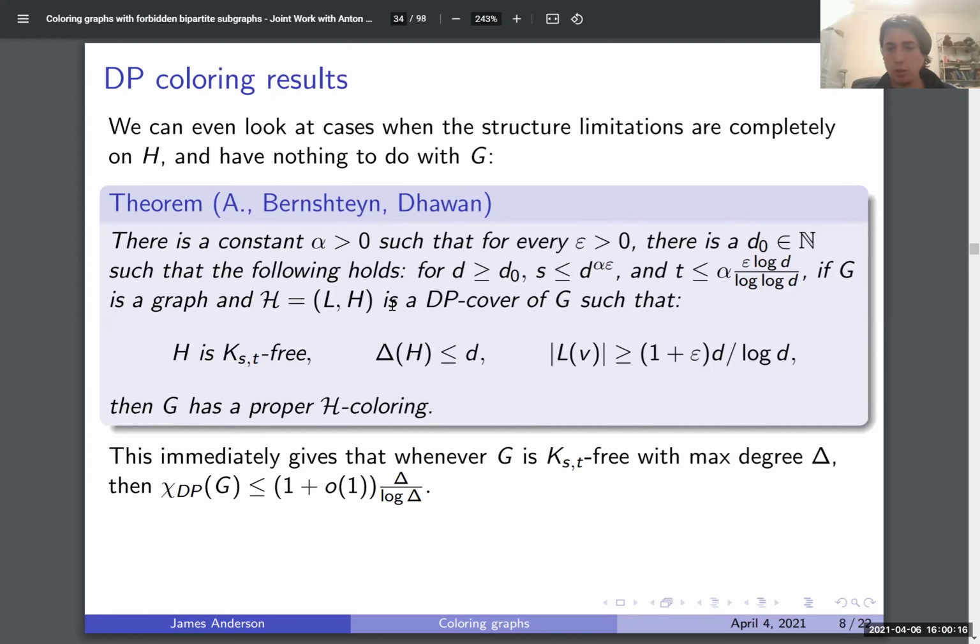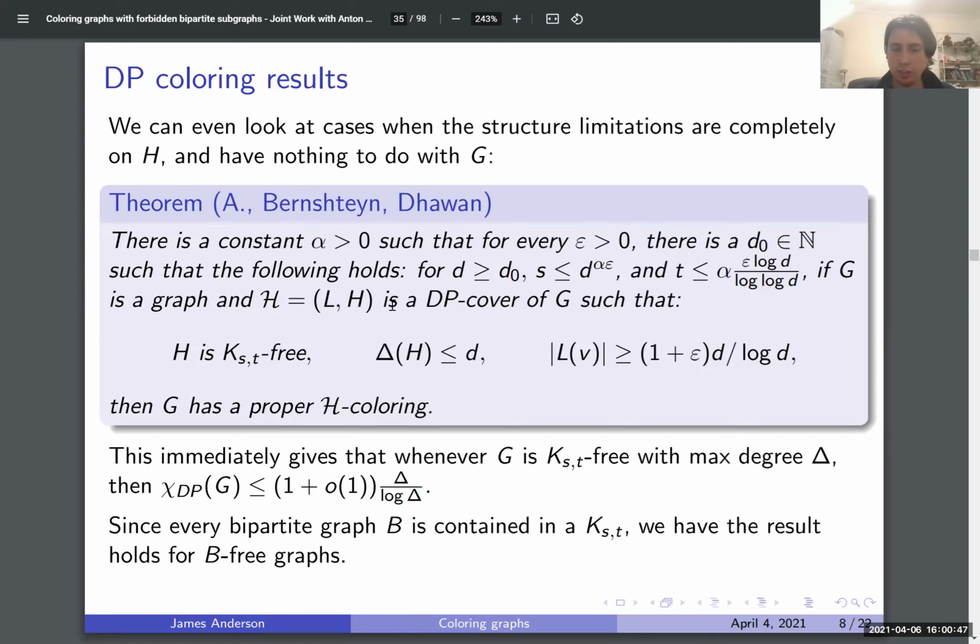And so this, however, when we do look at G and we have G as KST free of max degree delta, this immediately gives that the DP chromatic number of G is at most 1 plus little o of 1 delta over log delta. And this is because if G is KST free, then its cover will have to be KST free as well. And if G has max degree delta, then its cover will have to have max degree delta as well.